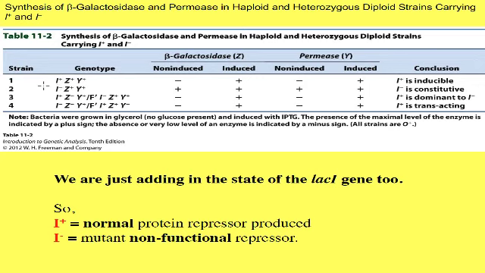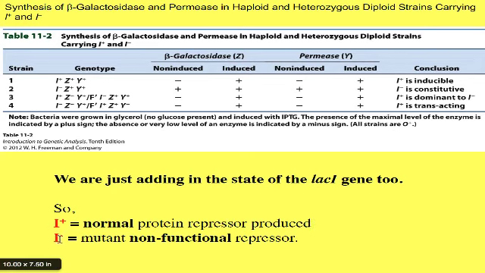We're now looking at the I gene. Remember, the Lac I gene makes the repressor. The Lac I gene can also have a normal configuration. The plus means it's working completely normally, and the protein that it makes has both binding sites, one for the operator and one for the lactose.